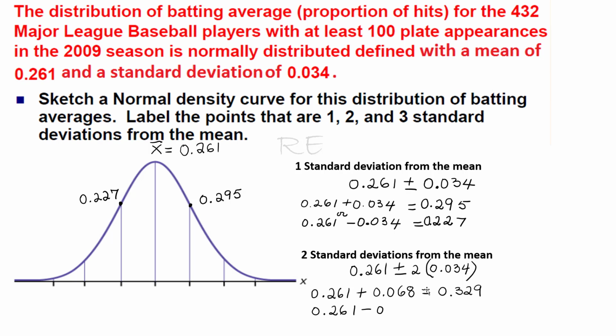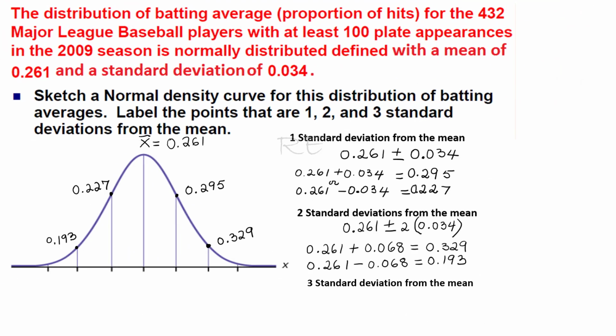0.261 minus 0.068 will be equal to 0.193. So 0.329 is to the right of the mean, and 0.193 is to the left of the mean.